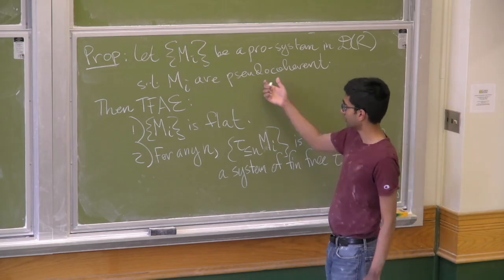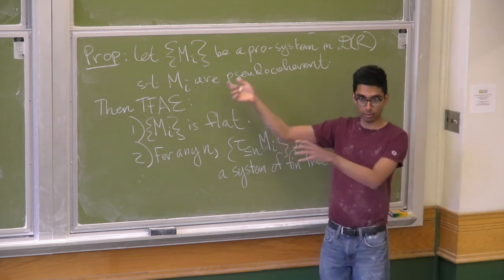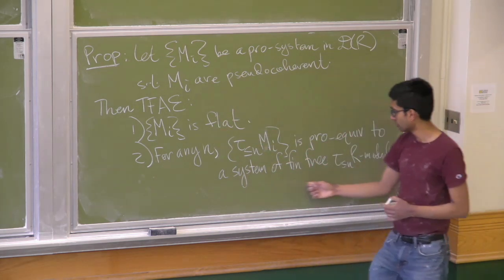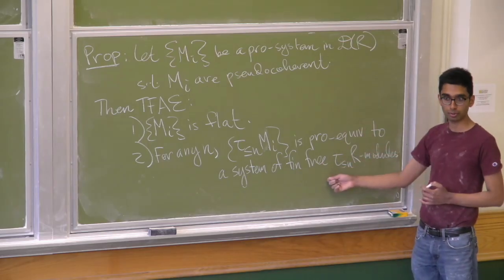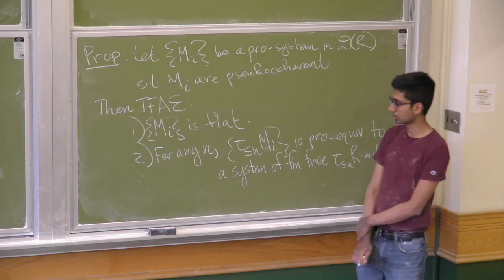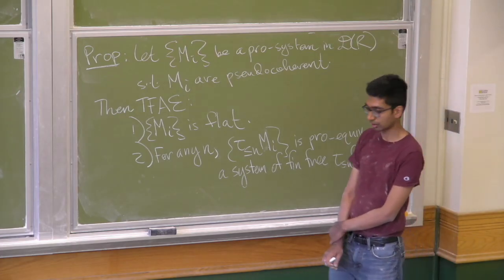So the statement is that if it's a pro-system of pseudo-coherent objects, then being flat, which is this Tor condition, which in particular is local in the flat topology, is equivalent to saying that it's pro-equivalent to a system of finite free modules. Can you write the formulation of this particular case? Sure.